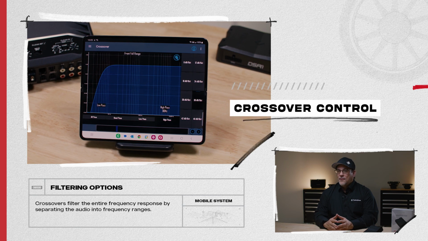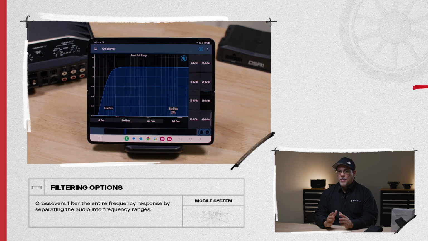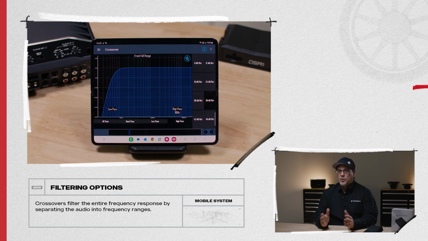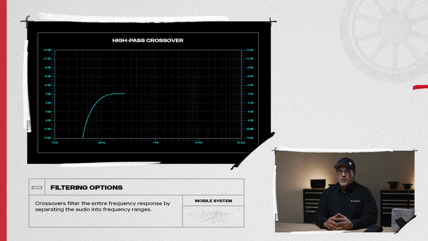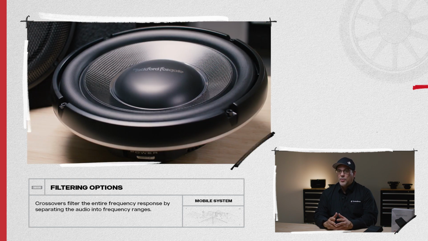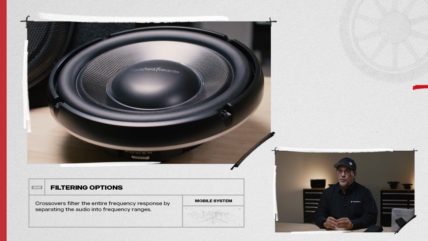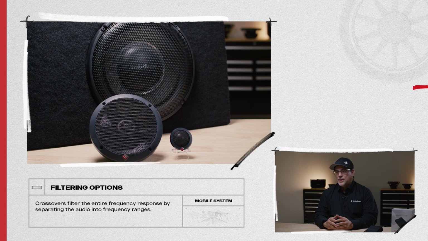A crossover filters the entire frequency response like how a prism does to light, by separating the audio into frequency ranges like a prism separates the colors. For example, a high-pass filter can send high frequencies to tweeters, and a low-pass filter can send low frequencies to subwoofers. This helps to ensure that each speaker is only reproducing frequencies it was designed for, improving the overall sound quality and preventing overdriving your speakers.